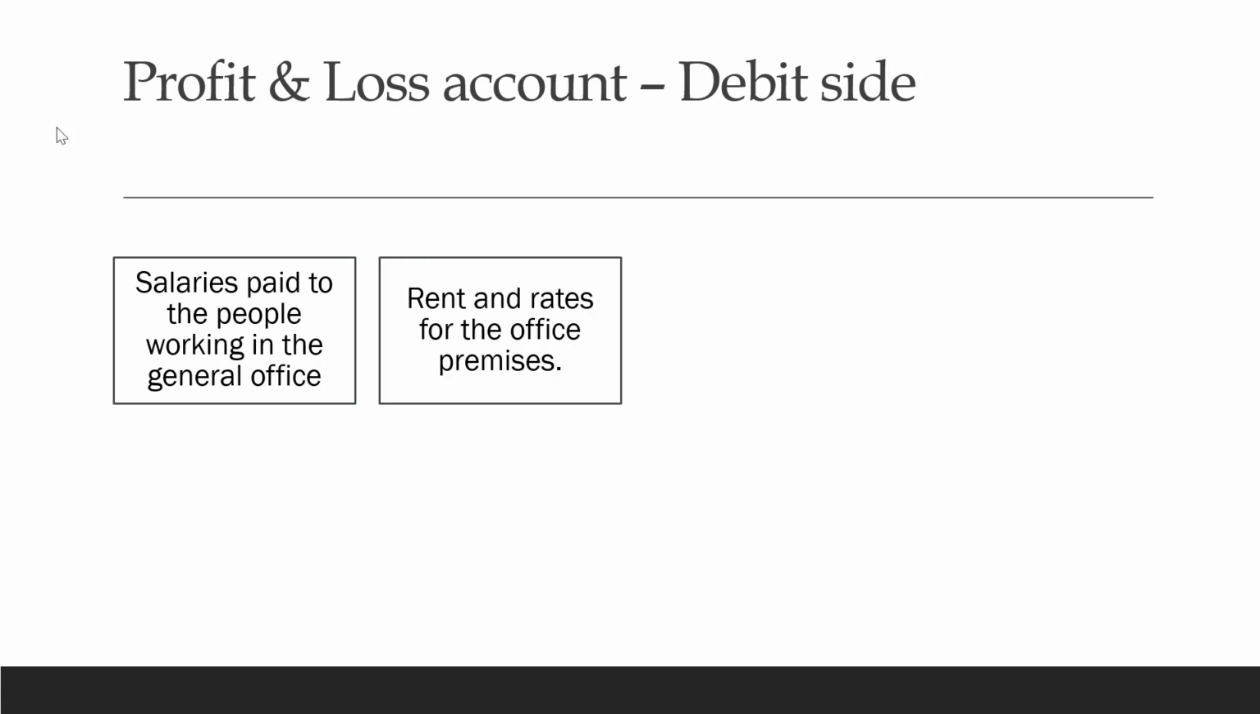Then rates for the office premises. If you have taken an office on rent, you can either purchase it, in which case it will become your asset, or if you have not purchased it but have taken it on rent, then you pay rent, and that will go to your profit and loss account.